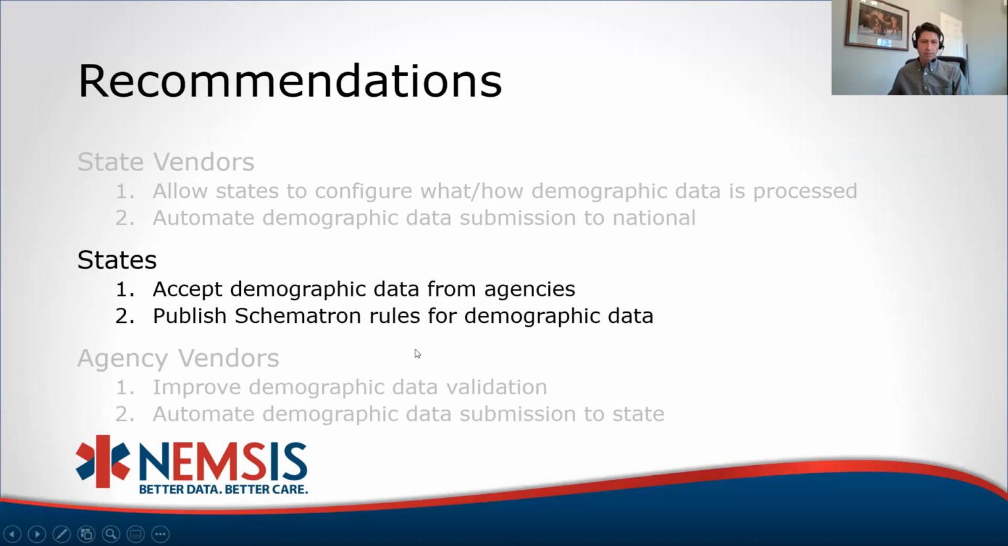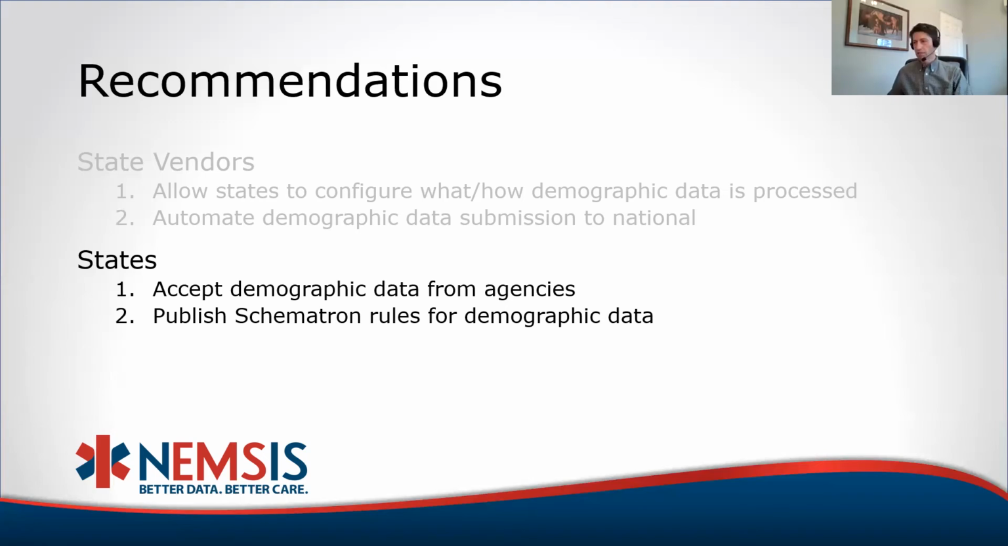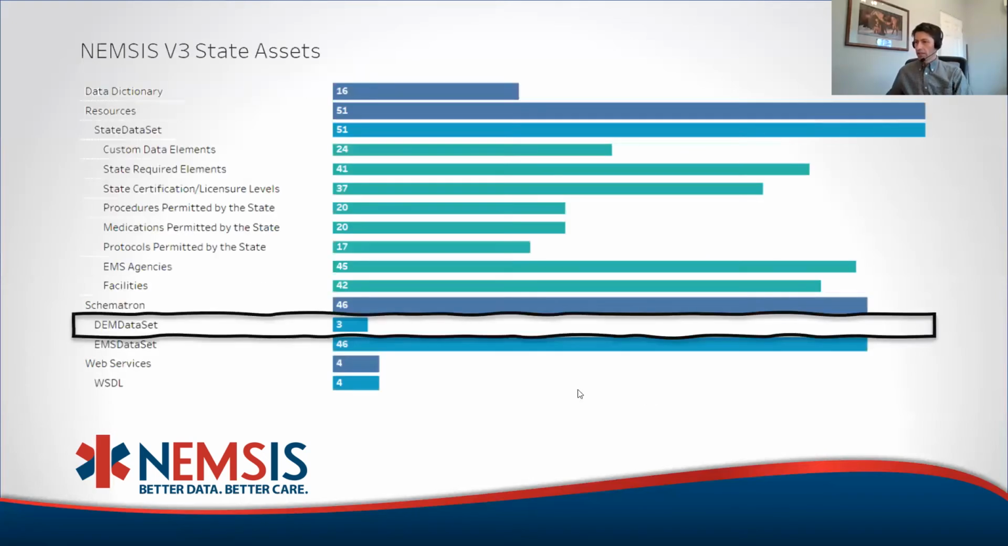So we've touched on those. I want to touch on 2 recommendations that I had for states. One was to accept demographic data from agencies, which we've talked about, and we're seeing some good progress there. The other is to publish Schematron rules for demographic data. This will help you to ensure the quality of this data if you are accepting it into your system. Currently, 3 states have published Schematron rules for demographic data.